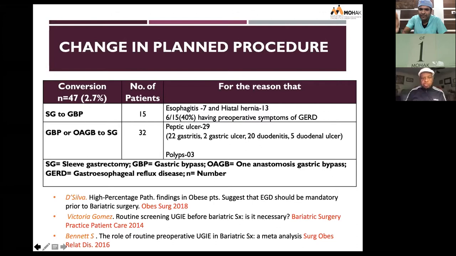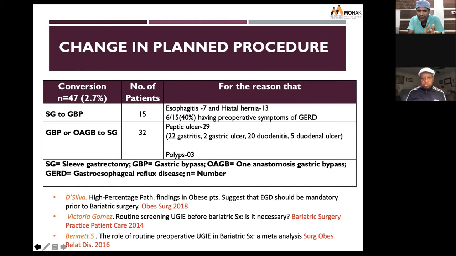And the reasons, as you can see, we could not perform a sleeve because of grade 3 esophagitis, hiatus hernia, and reasons like that. And similarly, we could not perform a gastric bypass or one anastomosis because of polyps and a very high level of duodenitis, which we saw. So that's what our findings were.